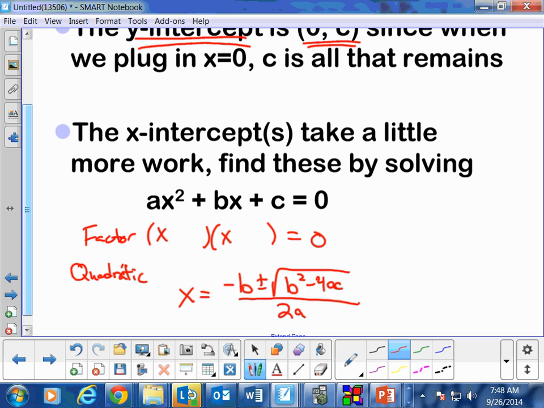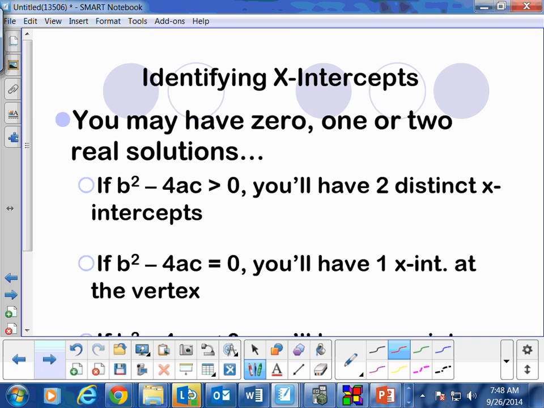Sometimes it's not so easy, and you're like, you know, I can't factor this, and if that's the case, go ahead and use the quadratic formula. It's fabulous, and you can go ahead and get some lovely answers from it. So now let's go ahead and move on and see about how to identify x-intercepts.